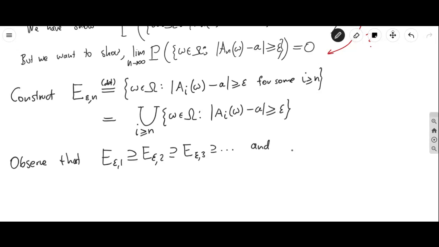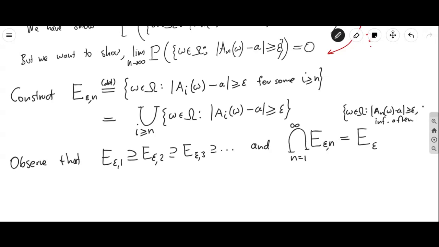And if you take the intersection of all of those events, then that will actually give you exactly E subscript epsilon. And if you forgot what E subscript epsilon is, just to write that out, that is the collection of sample points so that this inequality is satisfied infinitely often.